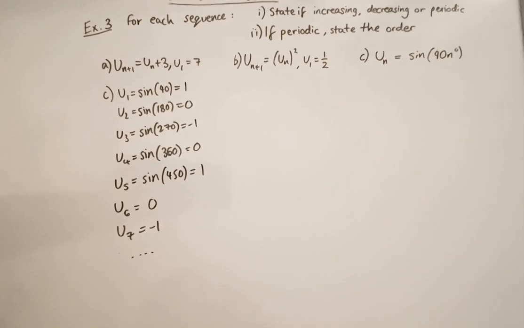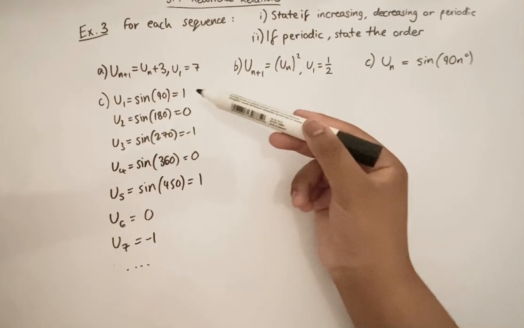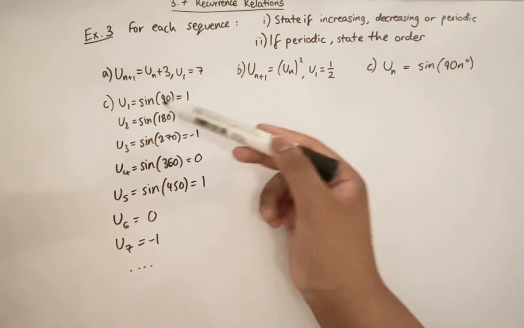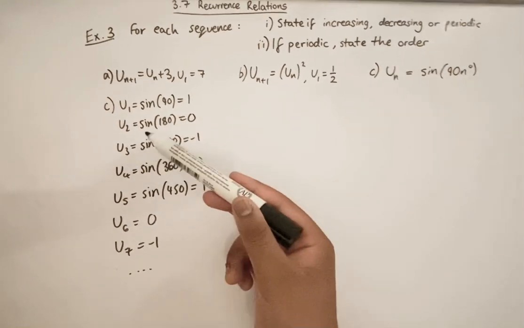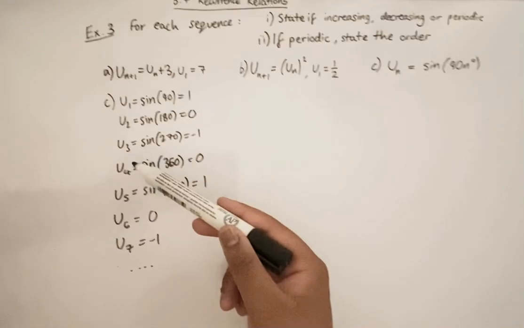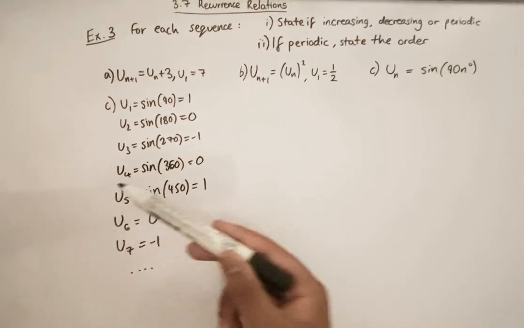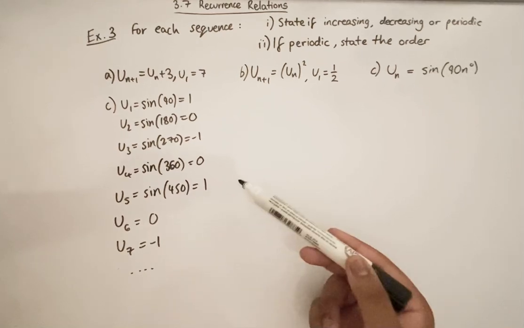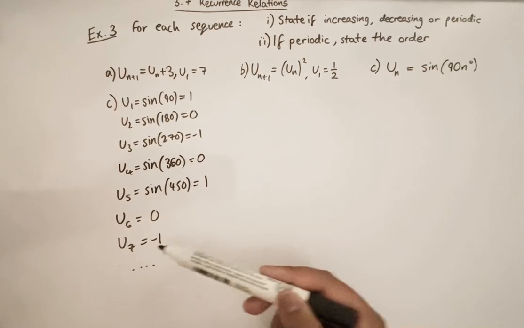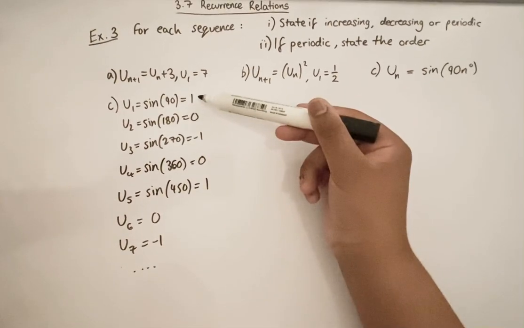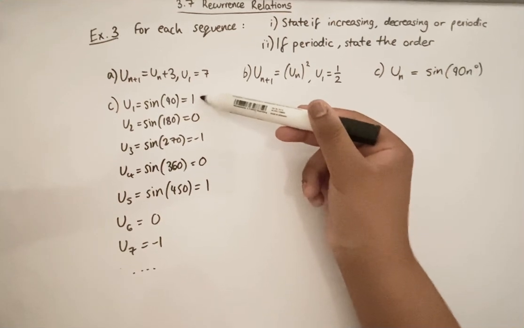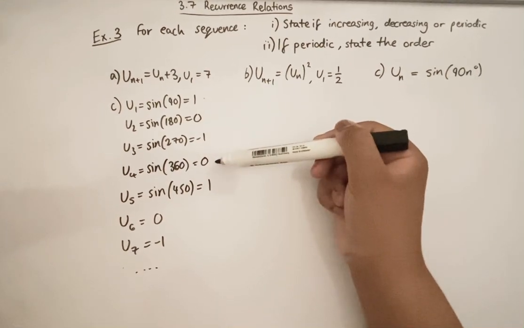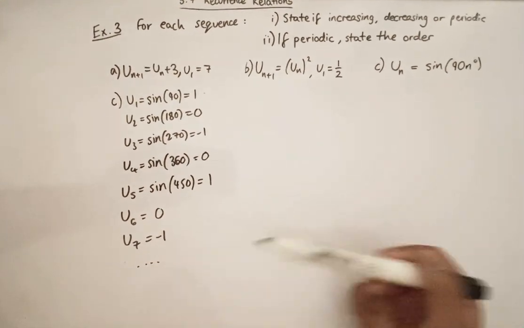For part C, if we expand the first few terms, u1 will be sine of 90 times 1, sine of 90, which is 1. u2 will be sine of 180, which is 0. u3 is sine of 270, which is -1. u4 is sine of 360, which is 0. u5 is sine of 450, which is 1. u6 will be 0, u7 will be equal to -1. We can see that the terms repeat. We have 1, 0, -1, 0, then back to 1, 0, -1, and so forth.